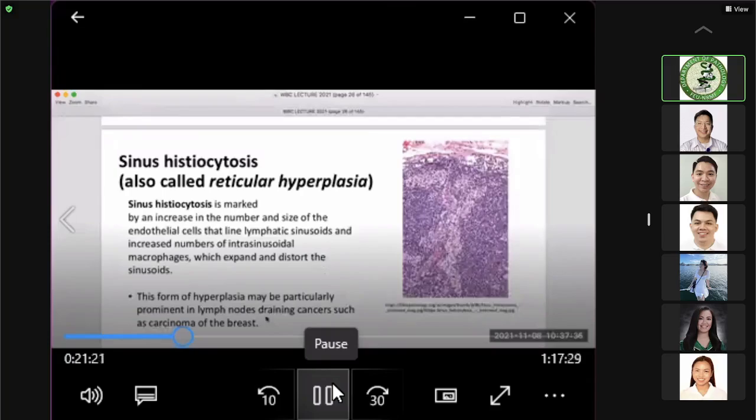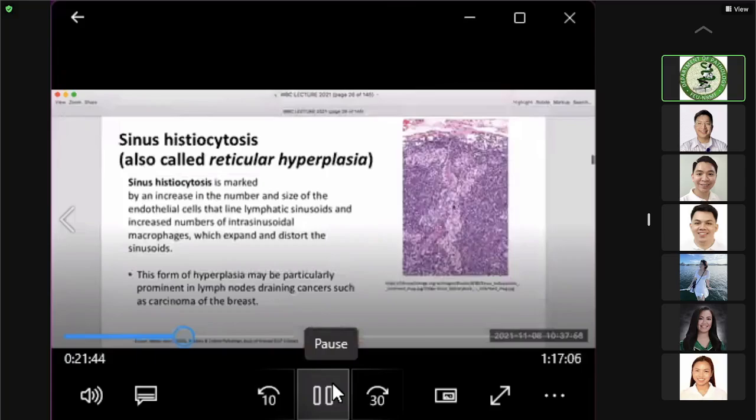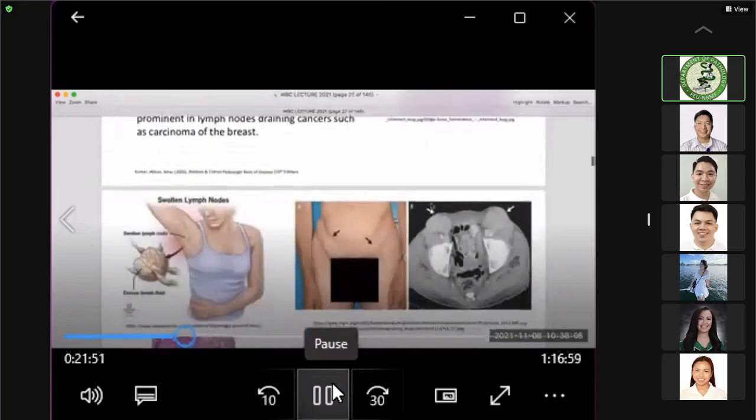Now, this form of hyperplasia may be particularly prominent in lymph nodes that drain cancers, like in breast carcinoma. So they get axillary lymph node, and then kung invasive ductal carcinoma, for example, you get to see large areas of the sinusoids. So we call it sinus histiocytosis, not necessarily having the malignant cells there. So it's just widening of this sinusoid.